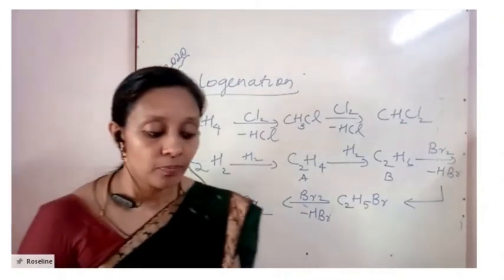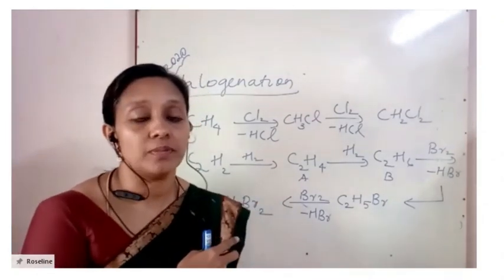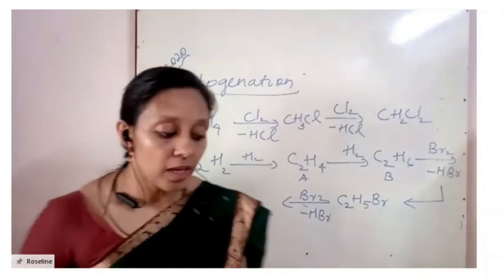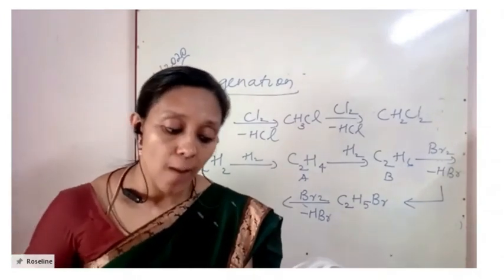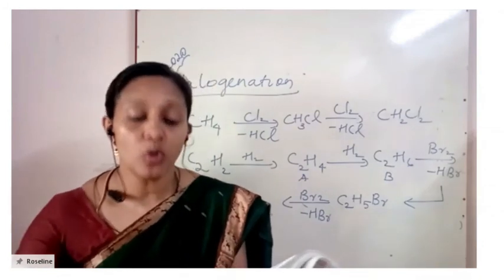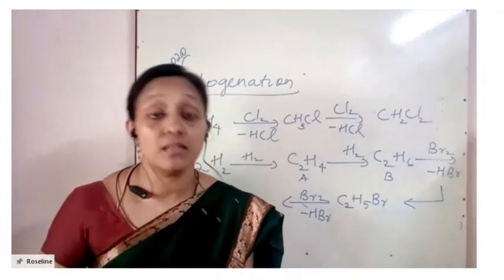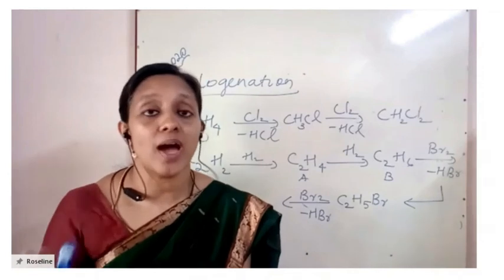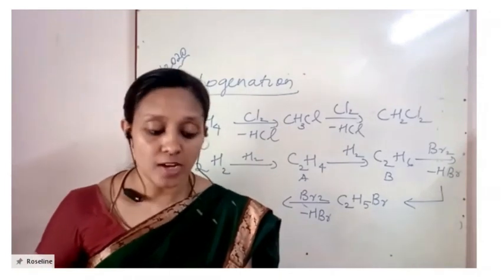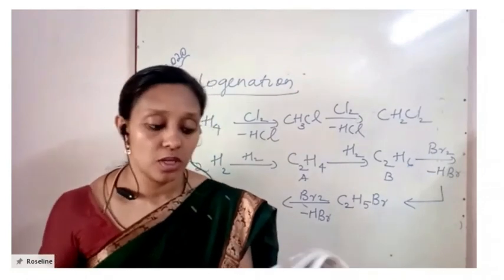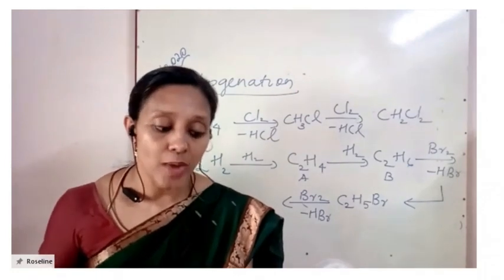Moving on to C. I hope it is clear to everyone. Now, C2H4 plus B is giving you C2H6. The conditions are also mentioned. You're asked to identify what is B. What is B? It is hydrogen. Hydrogenation reaction. Now moving on to question number 12.